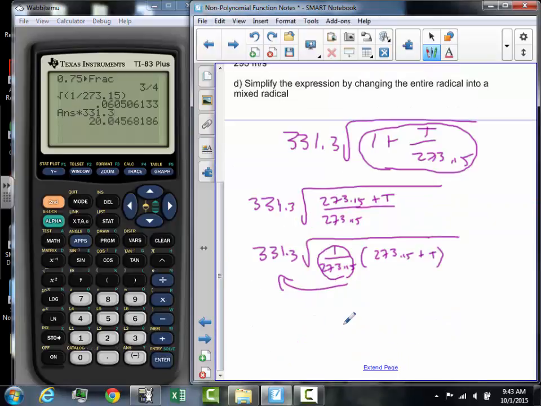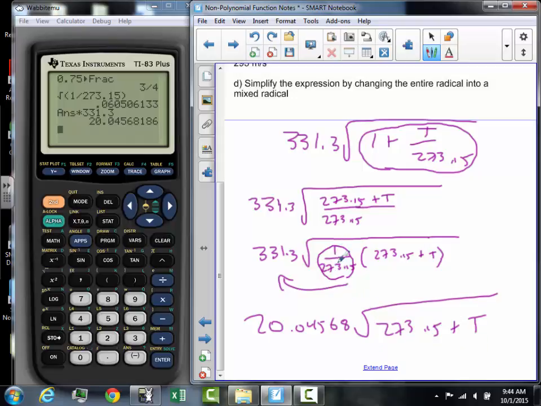So another way of writing this would be 20.04568 times the square root of 273.15 plus t. This would be the same equation. Should I show that one more time? Yeah, I kind of got lost on how you did that.